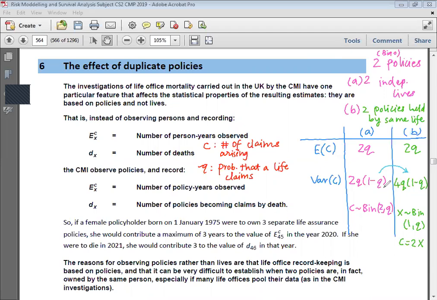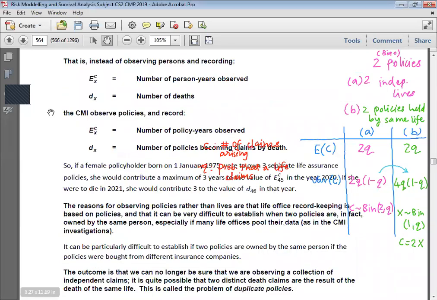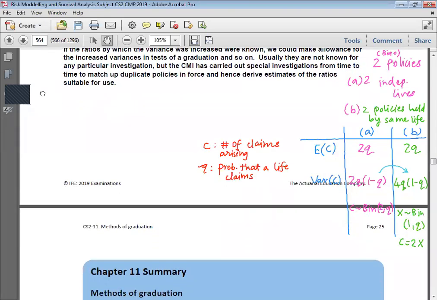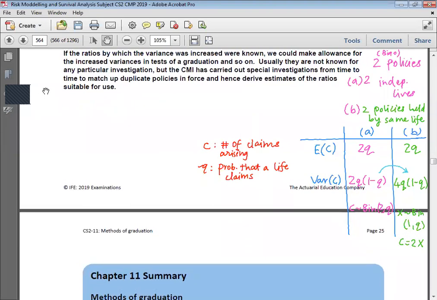Once you know this variance ratio, you can do something to compensate for this increased variance and allow it to not reflect in the graduated rates. But if you do not know, then you can't possibly do anything about it. That is how you will try to figure out if you observe duplicate policies. This is actually a very critical thing, and very common, and I think they haven't justified it with the kind of explanation they have given here, at least.